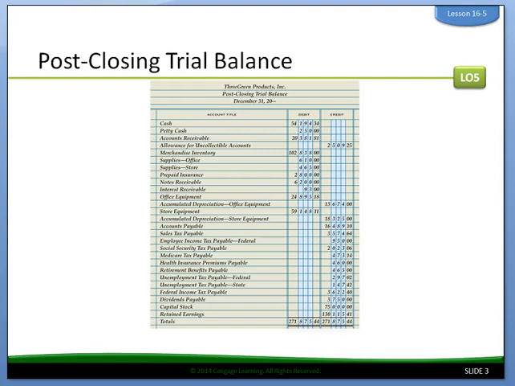A post-closing trial balance is prepared to prove the equality of debits and credits in the general ledger. Account balances on the post-closing trial balance agree with the balances on the balance sheet shown on page 491. If I go back to page 491, it says, account balances on the post-closing trial balance agree with the balances on the balance sheet.